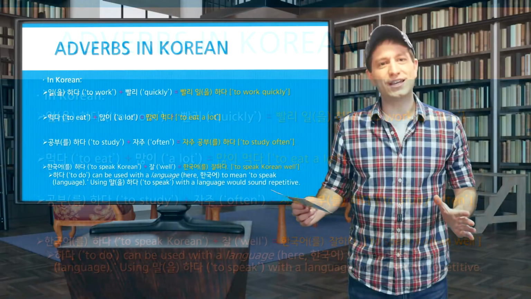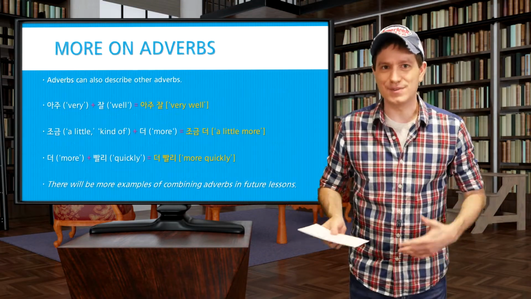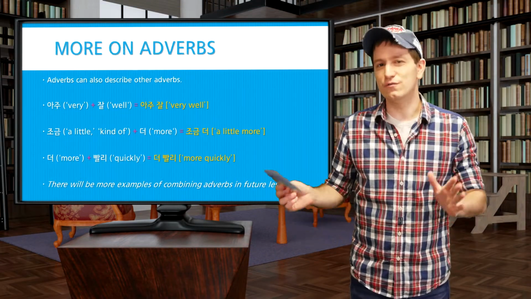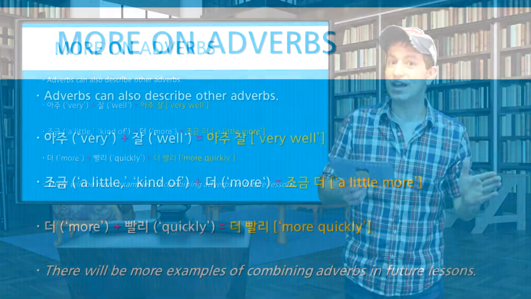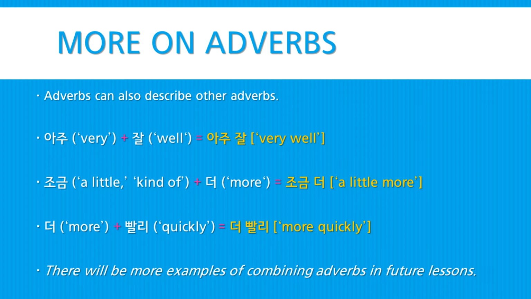Adverbs can also be used to describe other adverbs. For example, 아주, very, and 잘, well. 아주 잘, very well. Or 조금, meaning a little or kind of, plus 더, meaning more, and we get 조금 더, a little more. 더, more, and 빨리, quickly, and we get 더 빨리, more quickly. In future lessons, we'll also give more examples of combining adverbs.